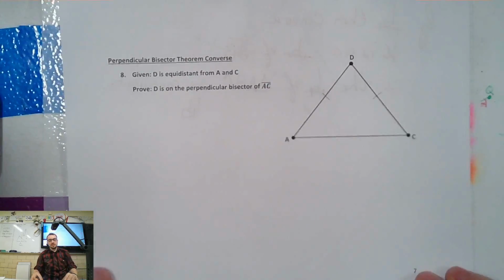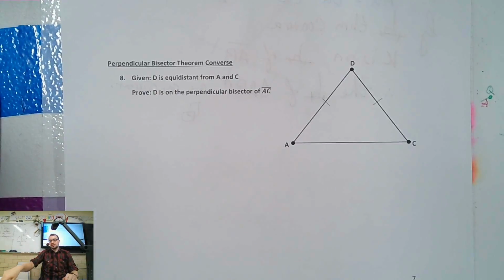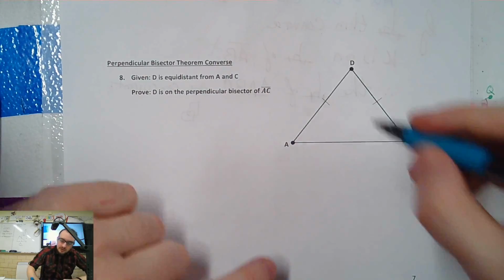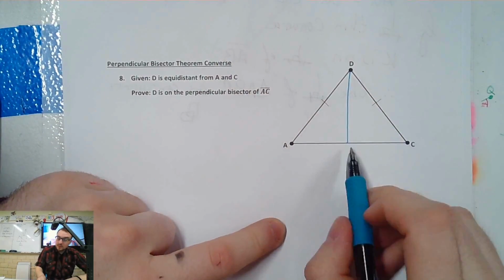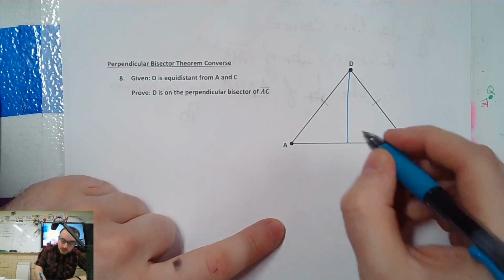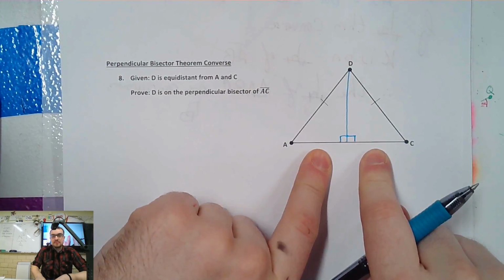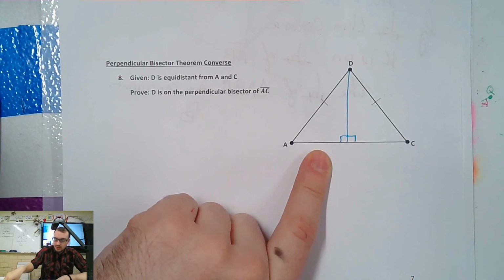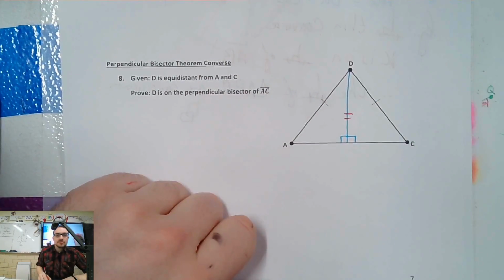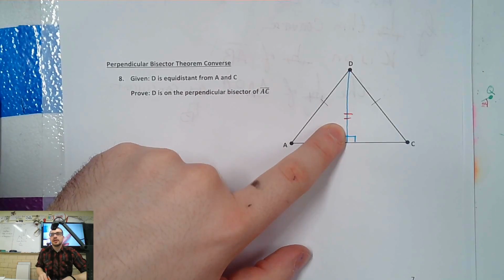How do I prove the converse? If it's equidistant, how do I know it's on the perpendicular bisector? Well, this is a little bit weirder. I have to draw in either a perpendicular or a median. It's up to you. I'm going to draw in a perpendicular, and then I'm going to prove those two sides are the same. Well, by the same logic, don't we have HL here, hypotenuse leg?